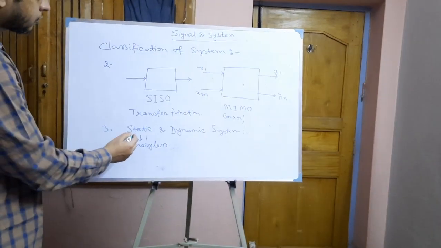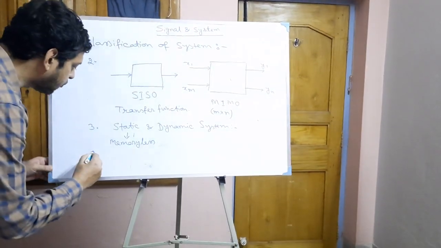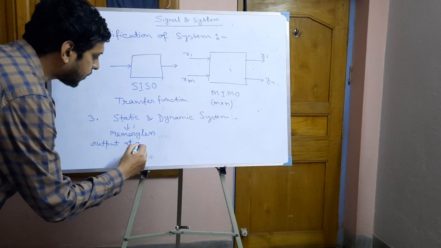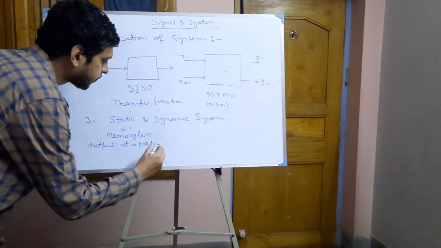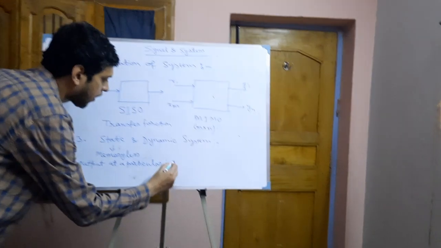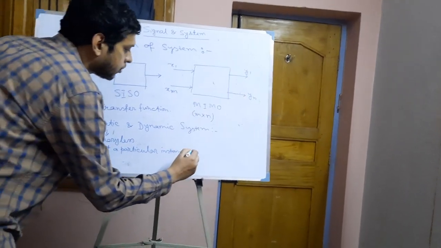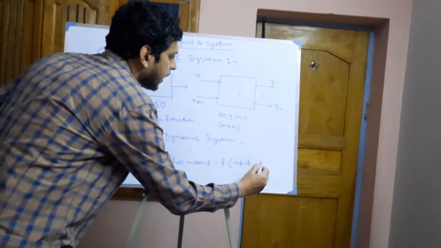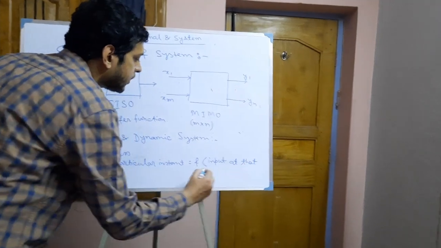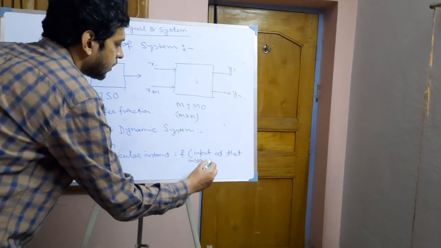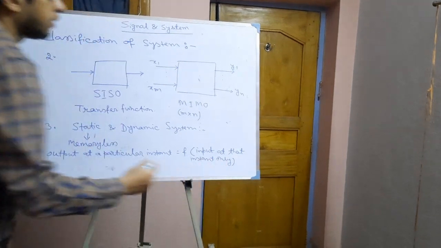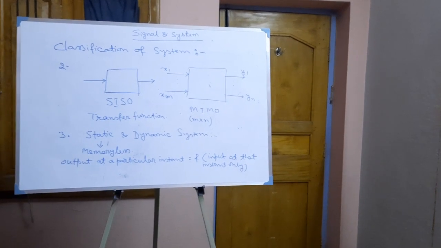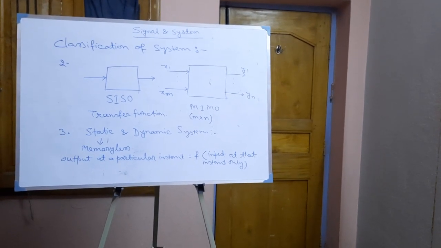Now the characteristics of a static system is the output at a particular instant depends on or function of the input at that instant only. Now nothing else. The output of a particular instant depends on the input at that instant only.